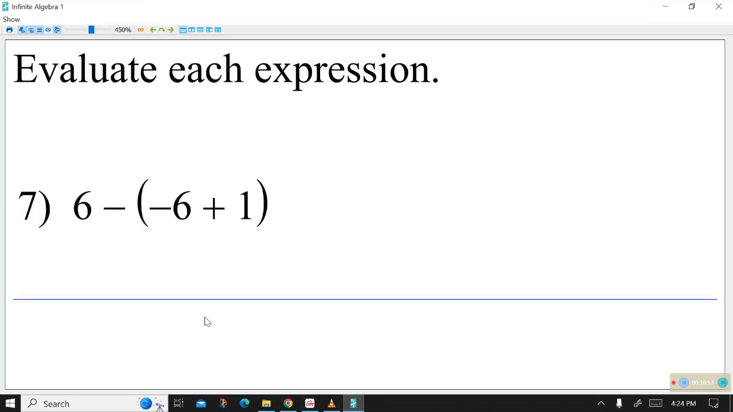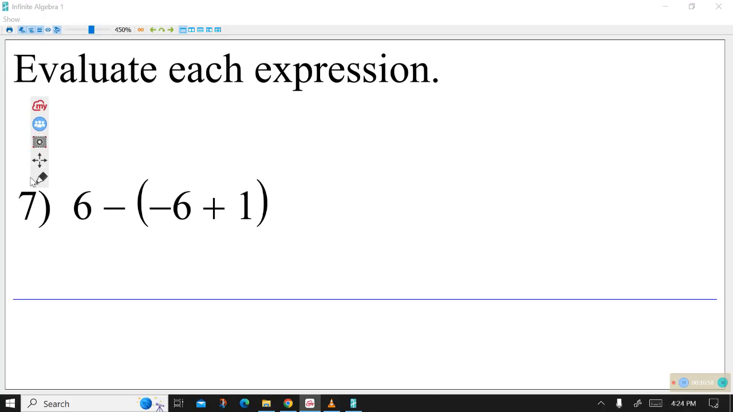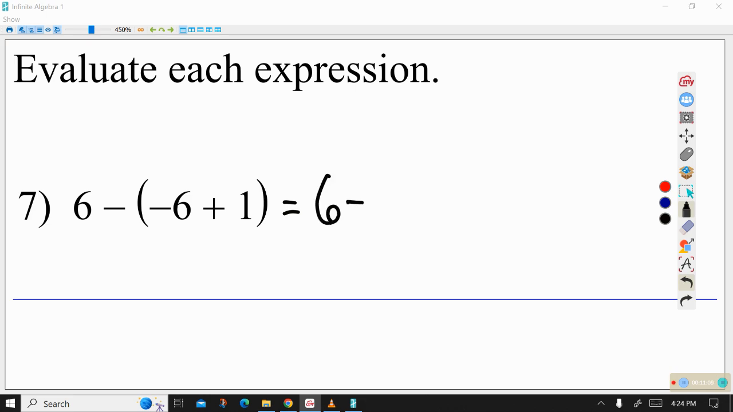So now for number 7. This would be a great one to pause and try on your own. Okay, and I'll probably do a few of them a little quicker now so that we can get this video under time. So now, let's get 6 minus and then our blank parentheses, okay?